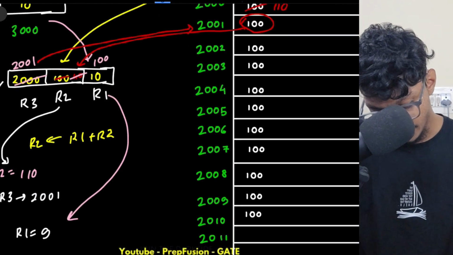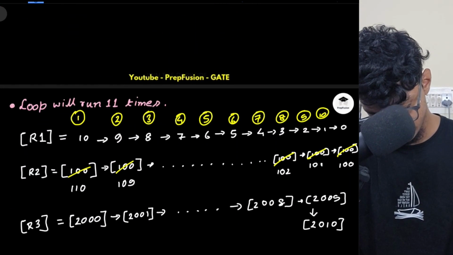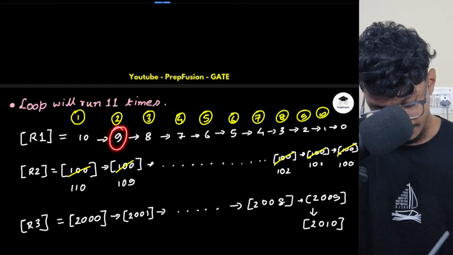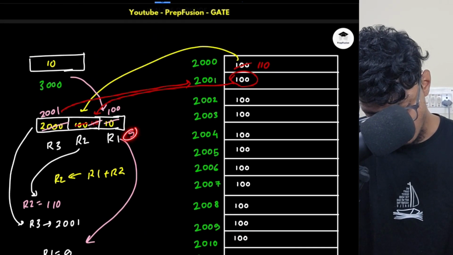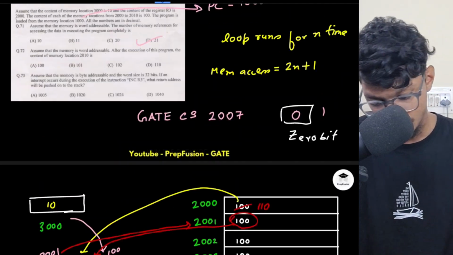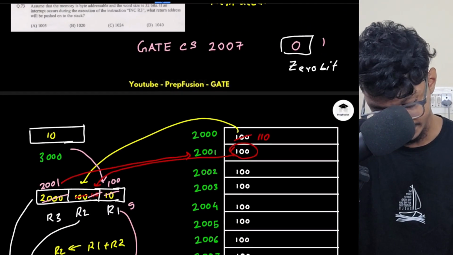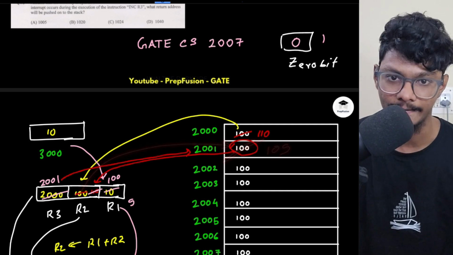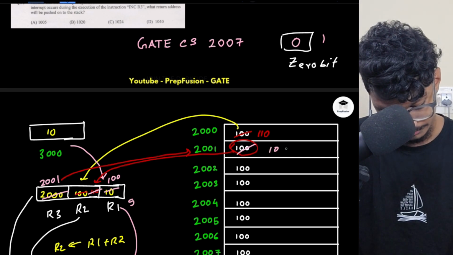Again, my R1 has been updated to 9, as you can see in this loop diagram. So now if I perform R1 plus R2, what will happen? It will be 109, not 110. Then I simply store this value in memory location R3 again, going back here, cancelling it and changing it to 109. So this value again gets changed to 109.